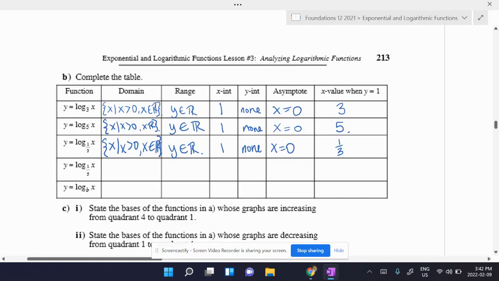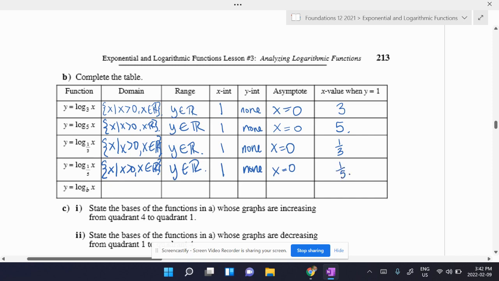So let's put that in. X such that x is greater than 0. And any real number. Y is any real number. Your x-intercept is 1. There is no y-intercept. Your asymptote is x equals 0. And when y is equal to 1, x is equal to 1/5.